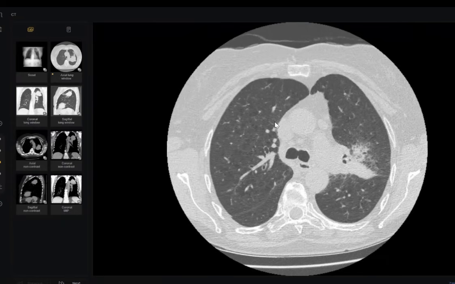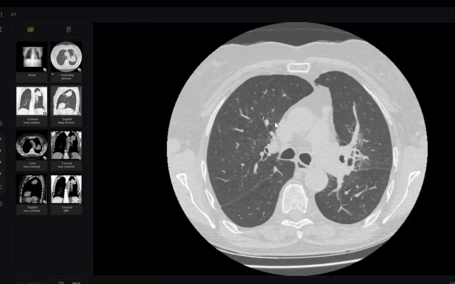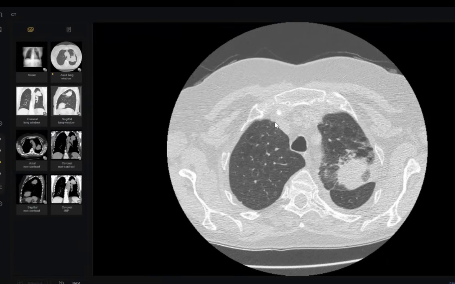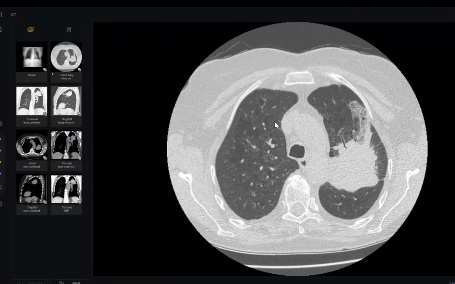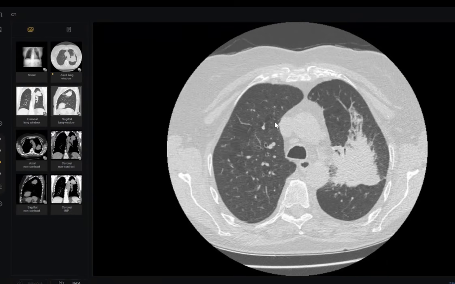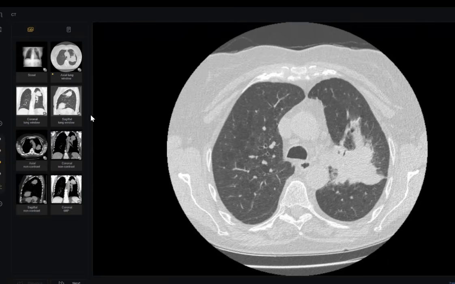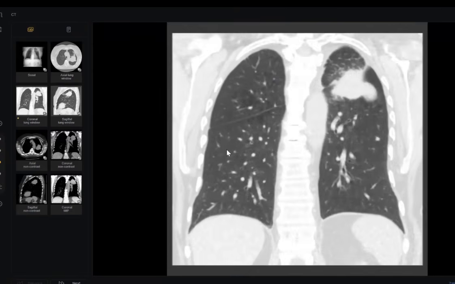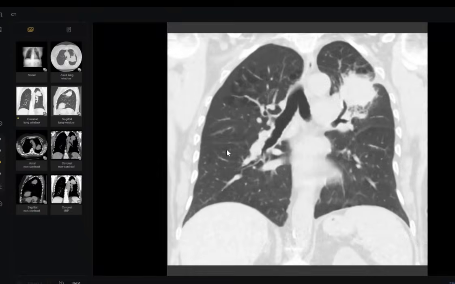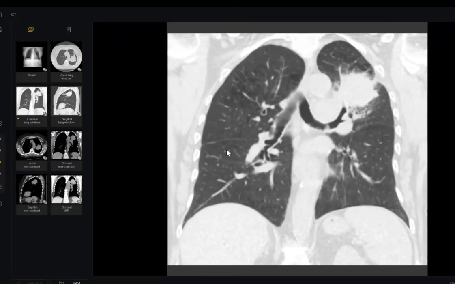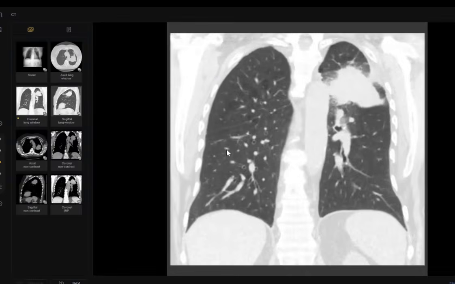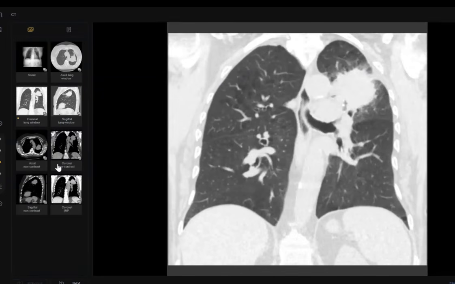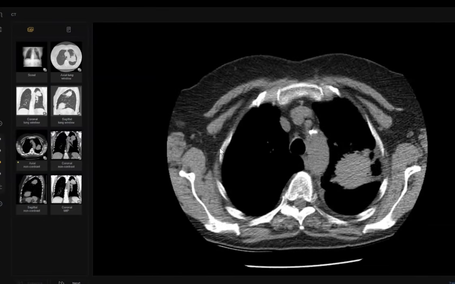Okay, so I can see that there's a high density attenuation area, which has spiculated margins, and it is abutting the mediastinum, and it is also reaching up to the pleura. I would like to see it on a soft tissue window to see any calcifications. Yes, the surrounding area also shows ground glass opacification. I would like to see the mediastinal window for lymph nodal involvement and the bone window for bony involvement.